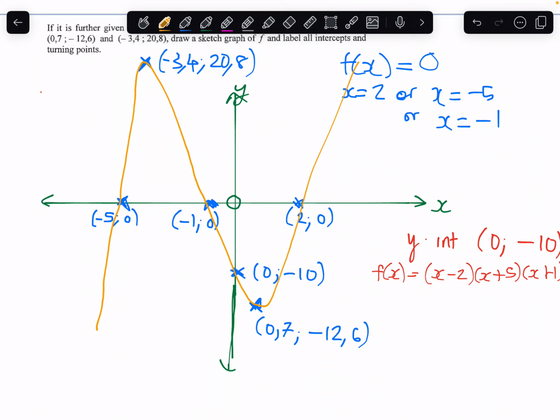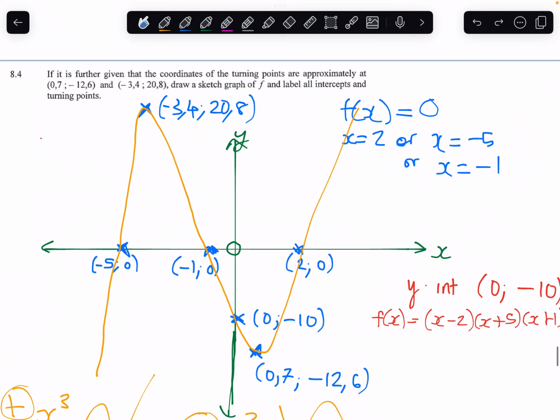Because remember, if you have a cubic graph and the coefficient of x cubed is positive, then we're going to have a graph that goes like this. But if the coefficient of x cubed is negative, then it will be a graph that goes like that. So because our x cubed in this case had a positive coefficient, it makes sense that we have a graph that's going right. Okay, so that's our graph, and we've labeled everything, right? We've labeled our intercepts and our turning points, so that's good.